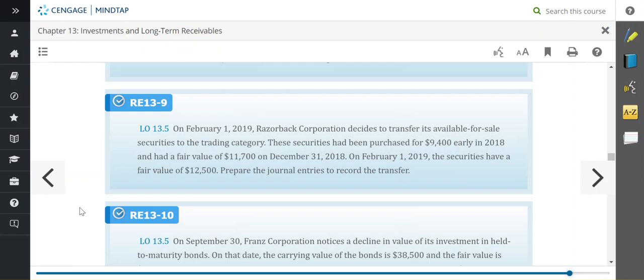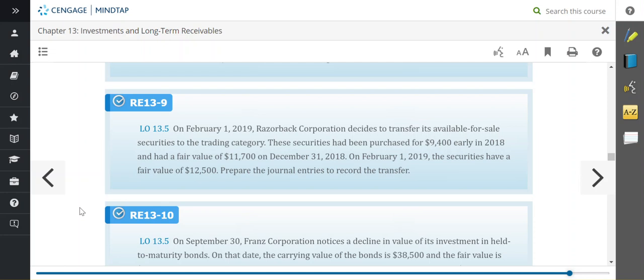In this example video, we're going to look at review exercise 13-9. It tells us that on February 1st, the Razorback Corporation decides to transfer its available for sale securities to the trading category. These securities had been purchased for $9,400 in early 2018 and had a fair value of $11,700 as of December 31st, 2018. And on February 1st, 2019, the securities have a fair value of $12,500.